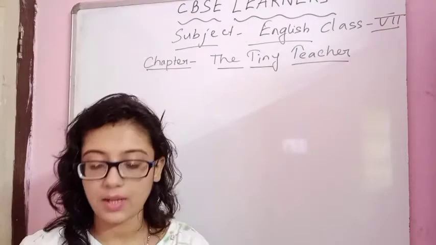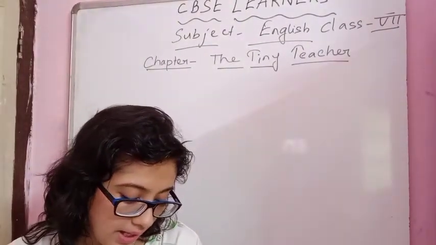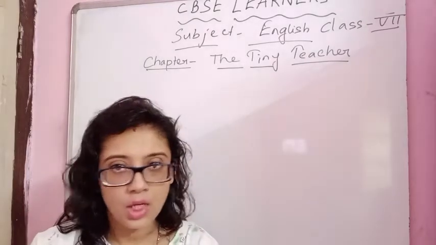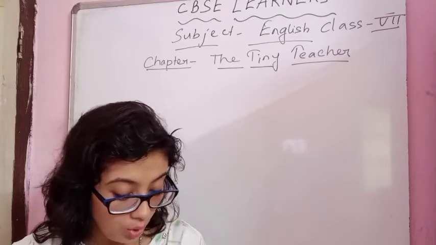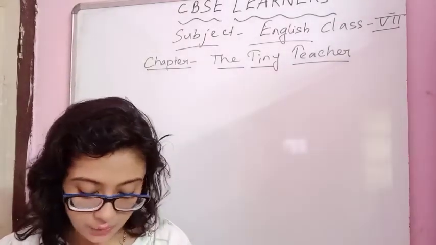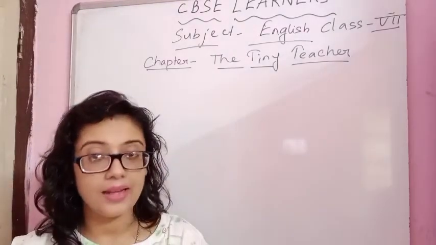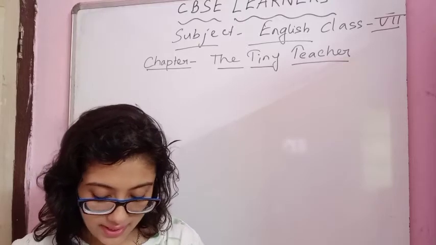Now we'll be learning about this tiny teacher. Name the smallest insect you have seen and the wisest. Is it the fly? No. Is it? No, it isn't. Is it the mosquito? No, not the mosquito. Then it must be the worm. No, none of this. It is the ant, the commonest, the smallest, but the wisest insect.